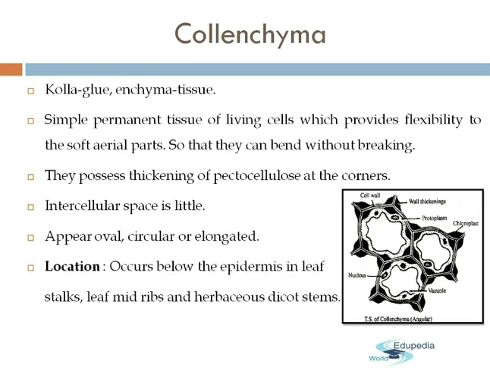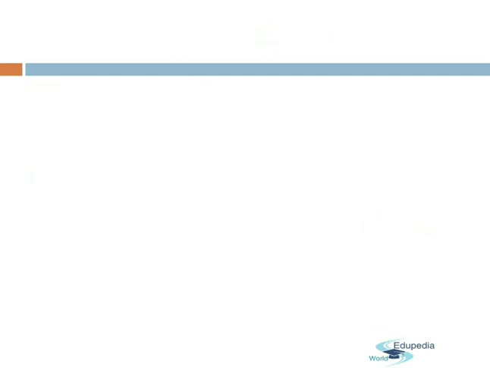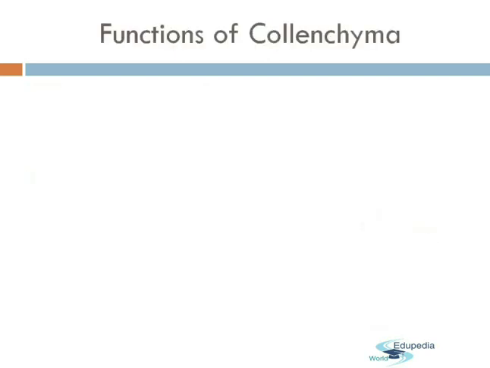Regarding their location, they are always found below the epidermis in the leaf stalks, in the midrib of the leaves, and the herbaceous dicot stem, the green dicot stem. But again, an important thing is that collenchyma is absent in monocots. Now, the entire angiosperms have been divided into two classes, the monocots and the dicots, depending upon the seed leaves they have. So, collenchyma is always absent from the monocots, but present in the dicots.